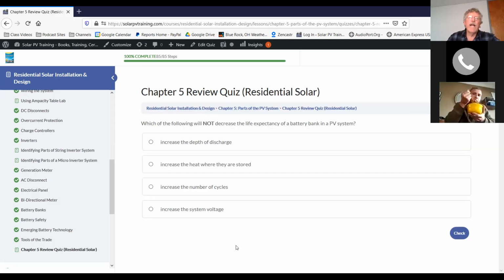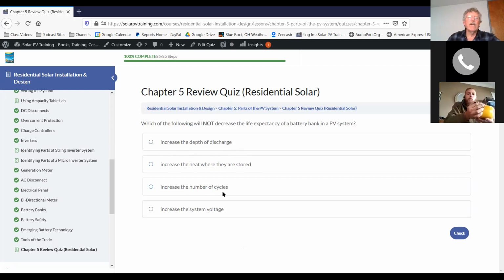Which of the following will not decrease the life expectancy of a battery bank in a PV system? Increase the depth of discharge? Well, that does, because the deeper you go into the battery, the more likely there is for sulfation. And the more sulfur that builds up in the battery, the less long it's going to last. Increase the heat where they're stored. When a battery is warm, it tends to overcharge, which will decrease its life.